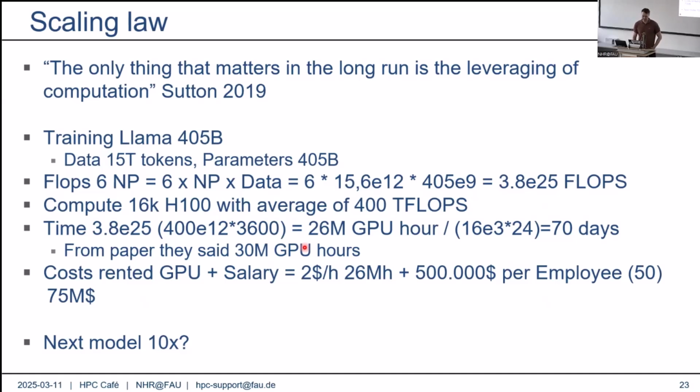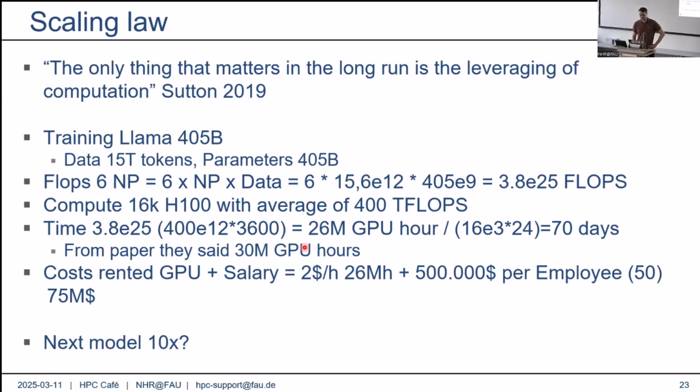More compute, better models, better applications. So let's look at the training of Llama 405B, which is quite a big model. This one was trained on 15 trillion tokens and has a parameter count of 405 billion. So it used a lot of flops. I think it used 16K H100s. So 16,000 H100s is a lot more than we currently have, unfortunately, and with an average of 400 TFLOPs. And if we look at how long it trained at the time of the training, it results in 26 million GPU hours. That's a lot.